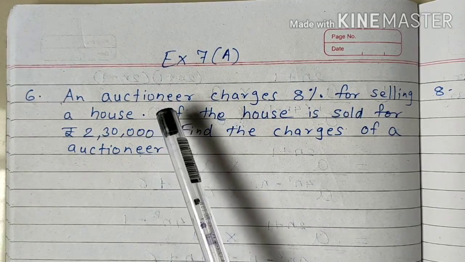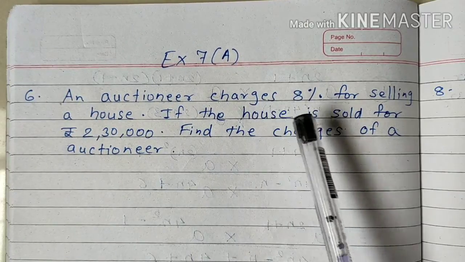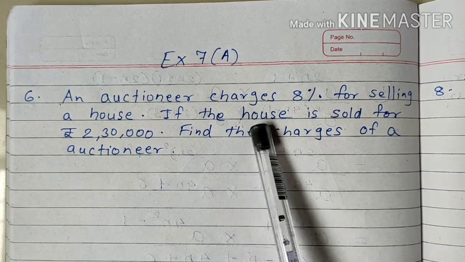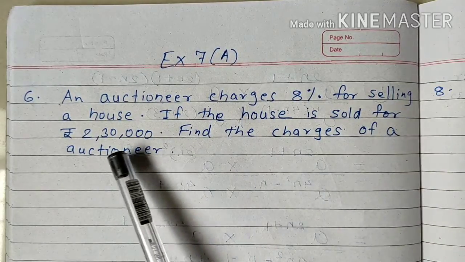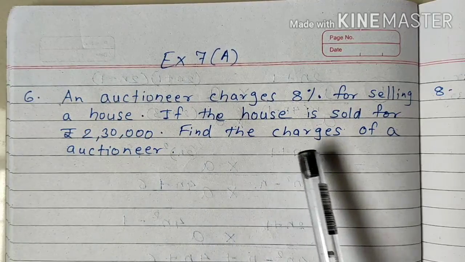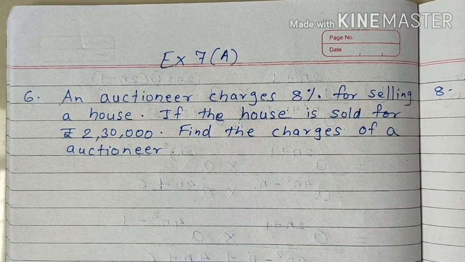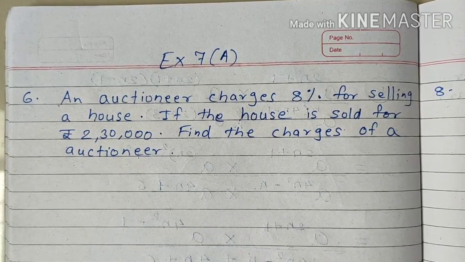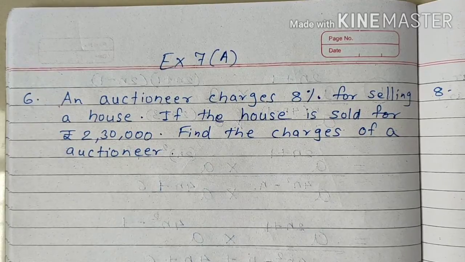The question is, an auctioneer charges 8% for selling a house. If the house is sold for rupees 2,30,000, find the charges of the auctioneer. Okay, so here we want to find out the charges of the auctioneer, and I hope all of you know about the meaning of the auctioneer.